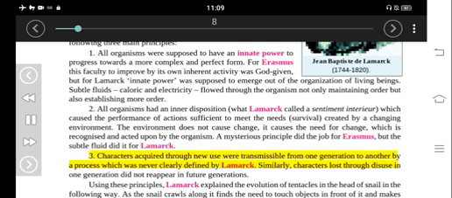3. Characters acquired through new use were transmissible from one generation to another by a process which was never clearly defined by Lamarck. Similarly, characters lost through disuse in one generation did not reappear in future generations.